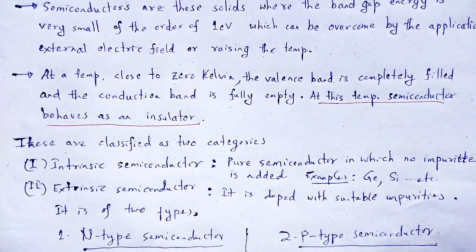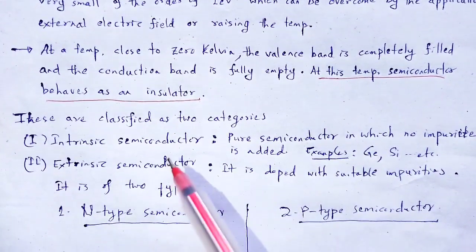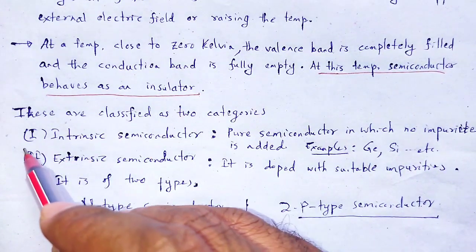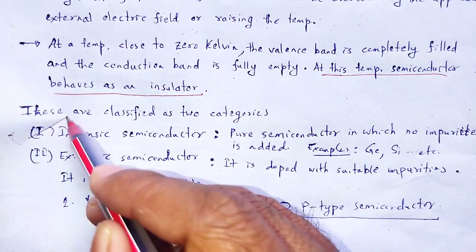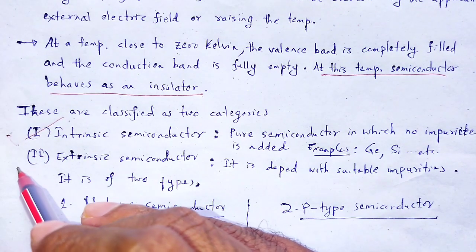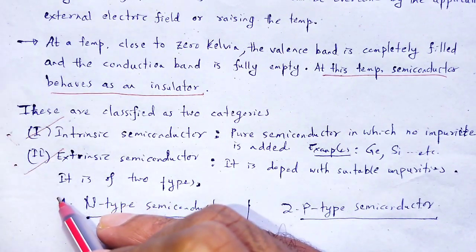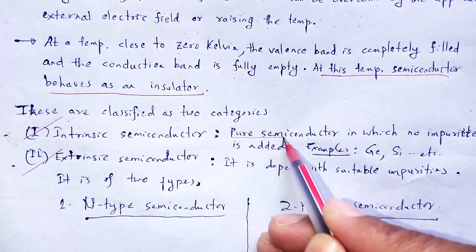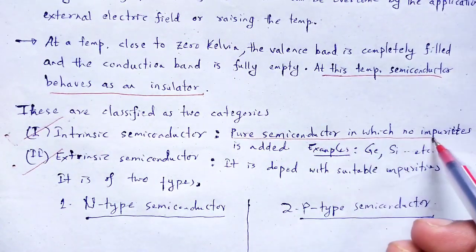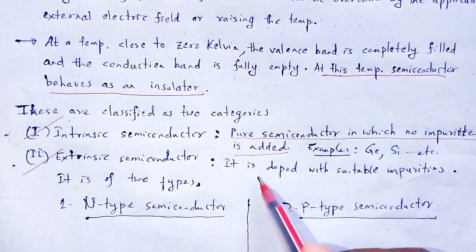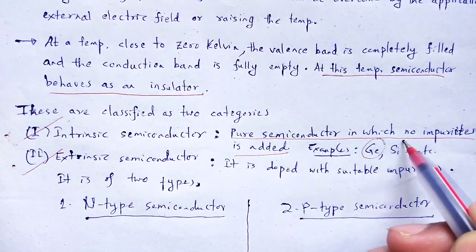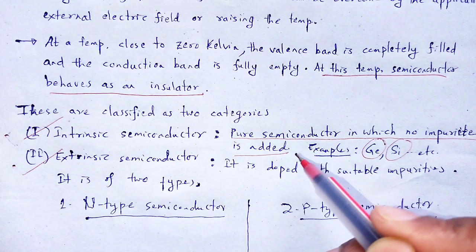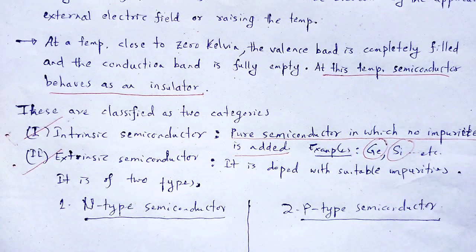We classify semiconductors into two types on the basis of their doping. One is the intrinsic semiconductor, another is the extrinsic semiconductor. An intrinsic semiconductor is a pure semiconductor in which no impurities are added. Examples: germanium and silicon are intrinsic, pure-type semiconductors.